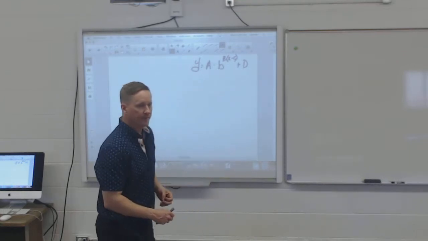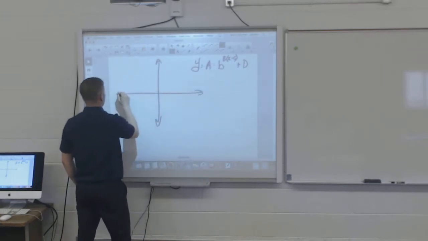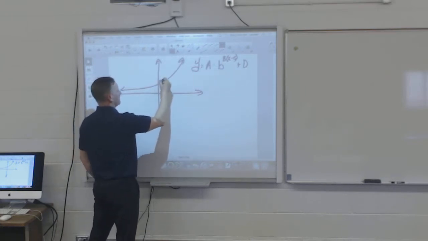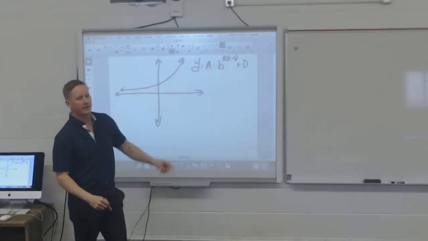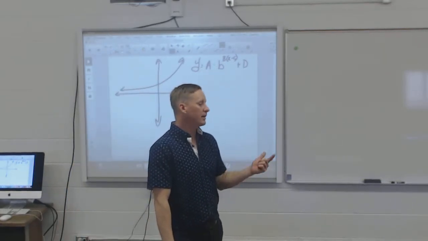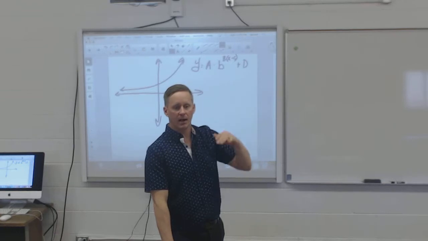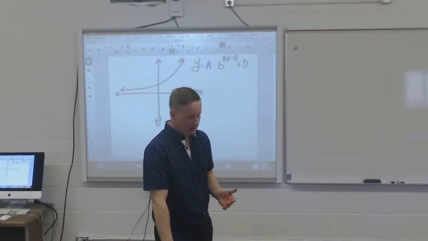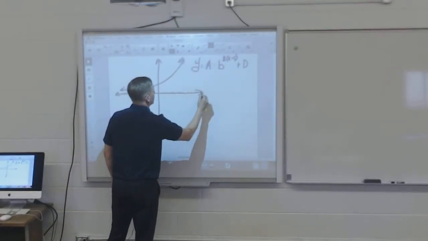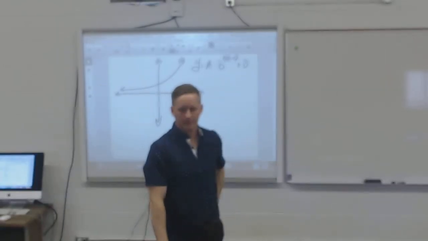So our standard graph will always be this, going through 0 and 1, and then you move it according to that. If you have an A value, you multiply all your Y values by it. If you have a B value, you divide all your X values by it. If you have a C value, you shift everything left or right. If you have a D value, move it up and down. Out of all of those things, the asymptote here is only affected by what value? D, because it moves everything up or down.